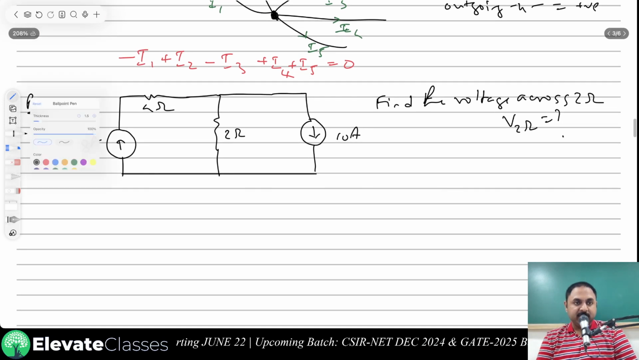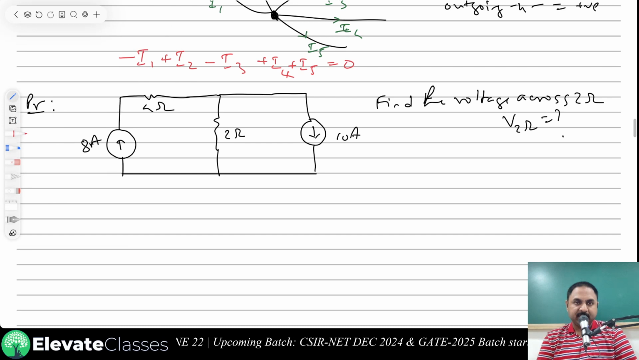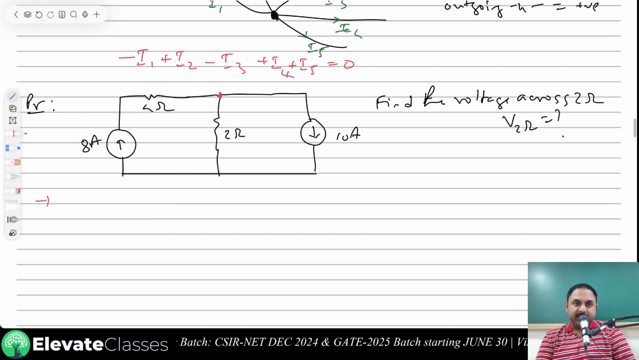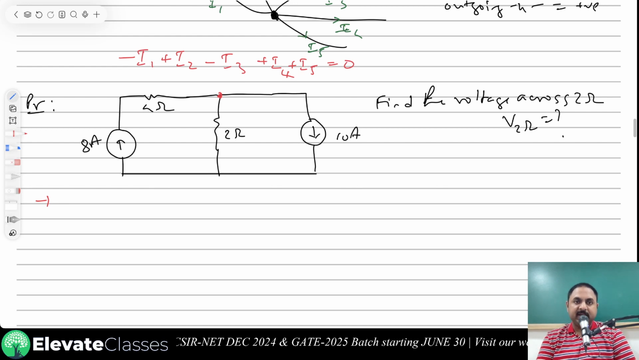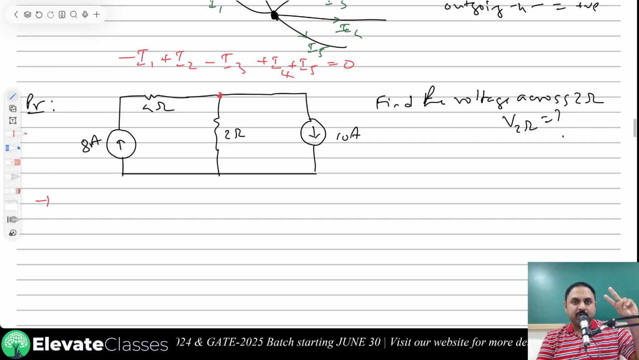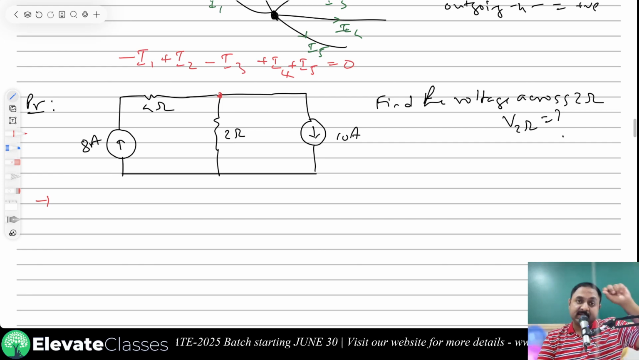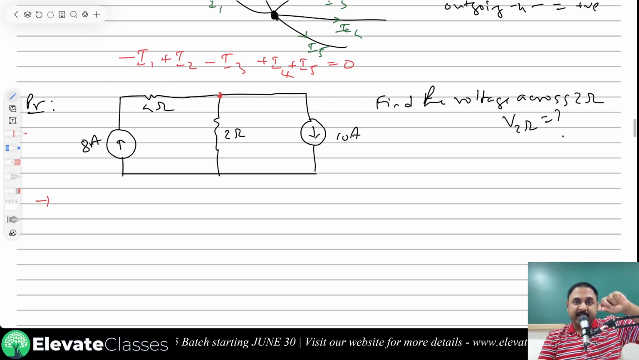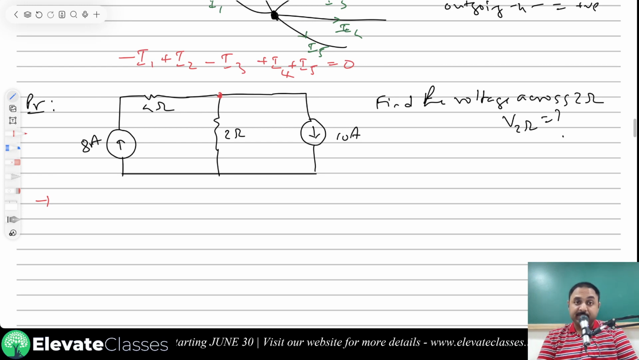Now first tell me, can you identify any node here? If you see, at this point there are more than 2 elements. 1 element, 2 element, 3 element. So this is a node. This is called a principal node. Where only 2 elements meet, that is a simple node. 2 or more elements meeting together is called a principal node. So this point is a principal node.